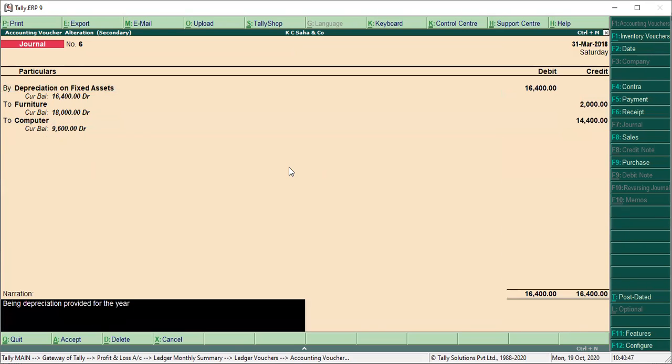The entry will be right only over here. So you have to change the narration over here because you have changed the amount. So what is the calculation amount you have to show over here? That is furniture. You have calculated 20,000 multiplied by 10%. So it comes to 2,000 rupees. And for computer, you have calculated 24,000 multiplied by 60%. So it comes to 14,400. So computer was rightly posted, but for the furniture you have posted 1,000 excess. So we have rectified that amount.